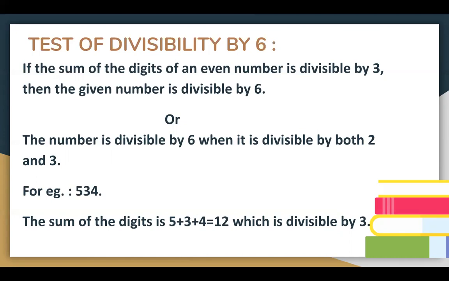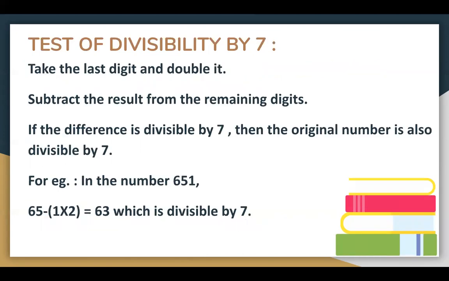Let's study the next test. Test of divisibility by 7. Here you have to follow 3 steps. First step, you have to take the last digit and double it. Double it means you have to multiply it by 2. In the second step, you will subtract the result from the remaining digits. And third step, if the difference is divisible by 7, then the original number is also divisible by 7.